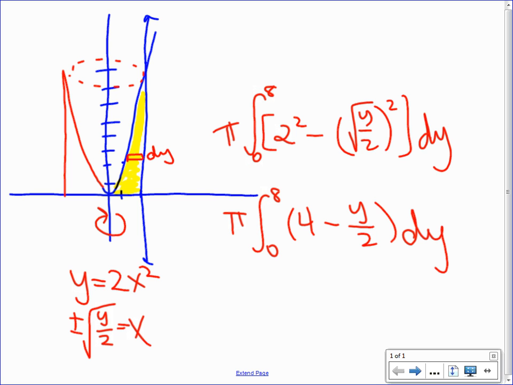It's 16.5. It's the square root of that, not the square root of that. Make sure that divided by 2 is under the square root of the y.